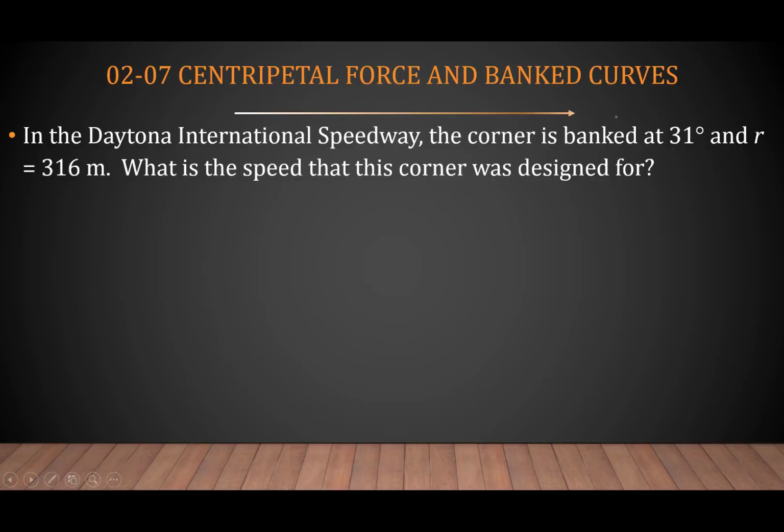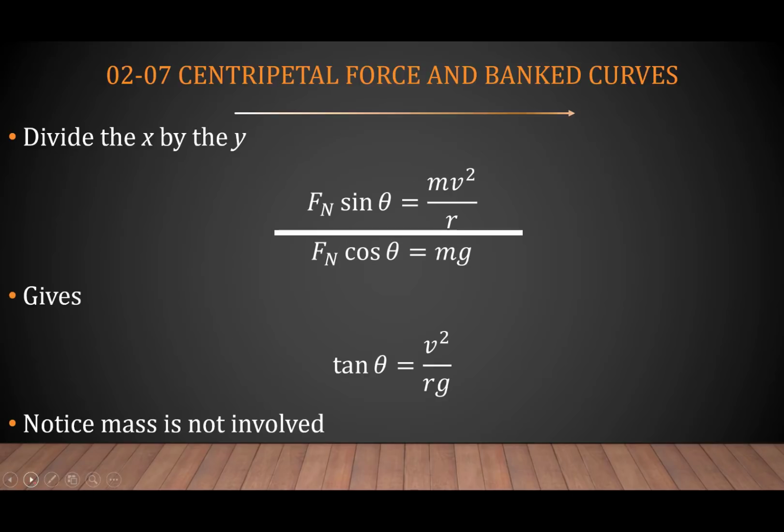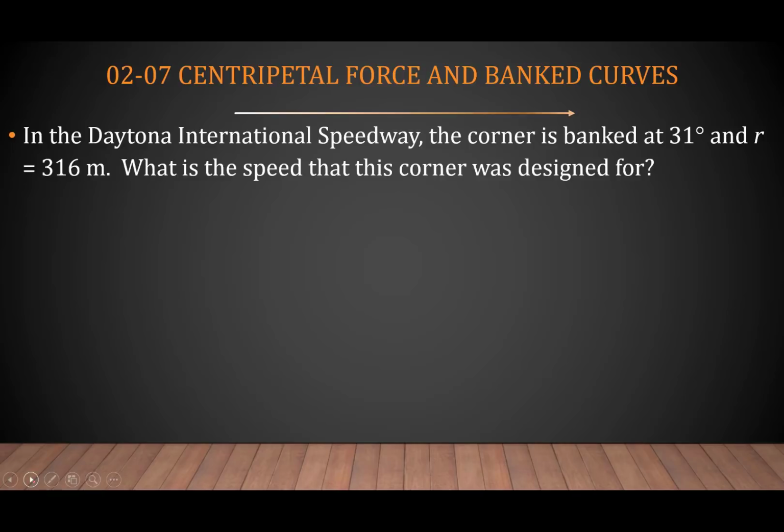In the Daytona International Speedway, the corner is banked at 31 degrees and r is 316 meters. What is the speed that this corner was designed for? Well, we can plug into the equation. Let me write out the equation one more time. Tan theta equals v squared over rg. And if we solve for v, we're going to get v squared equals rg tan theta. And so then v equals square root of rg tan theta.